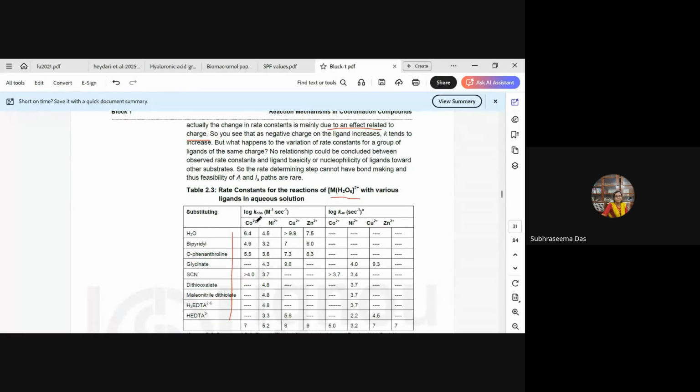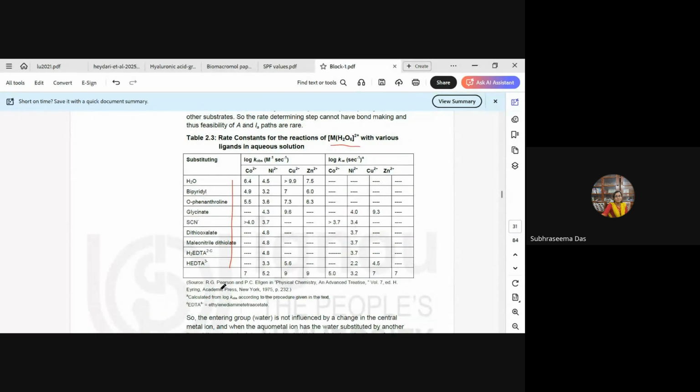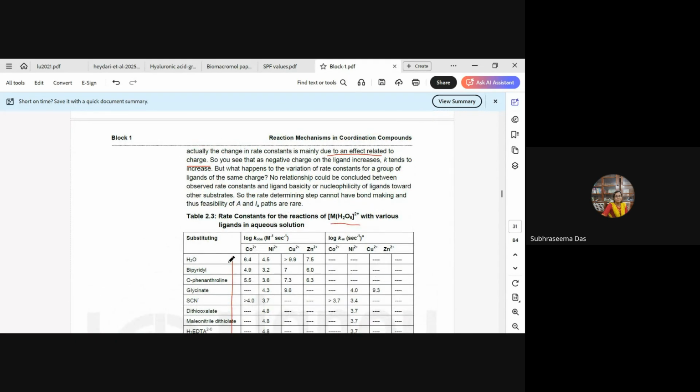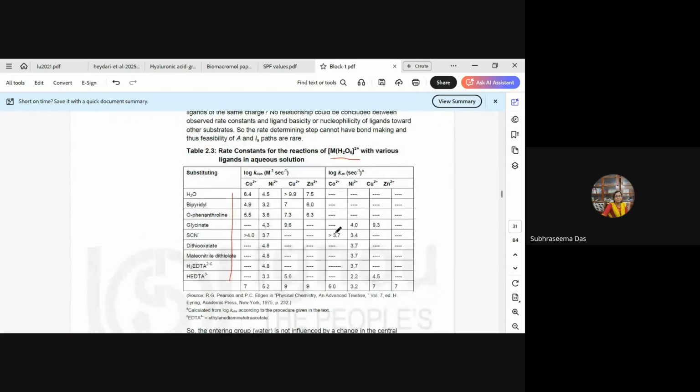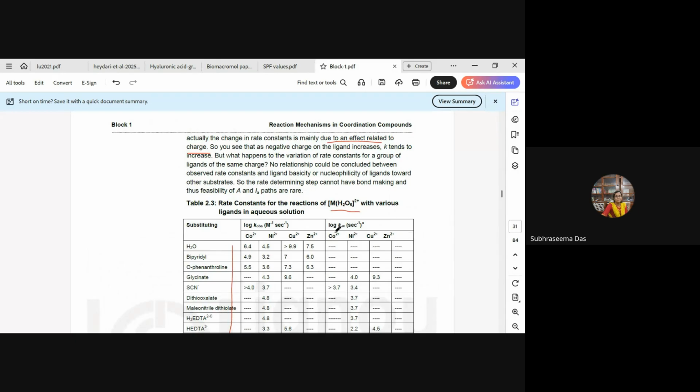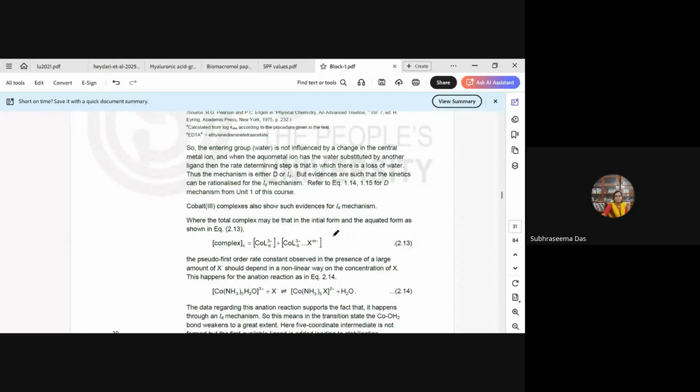That is, if you see here Co2+, Ni2+, Cu2+ and Zn2+. Here the charge on the central metal remains constant, but the charge on the substituent, that is the ligand, differs. It also influences the rate constant. So both the charge on the metal and the charge on the ligands influence the rate constant of the substitution reaction.